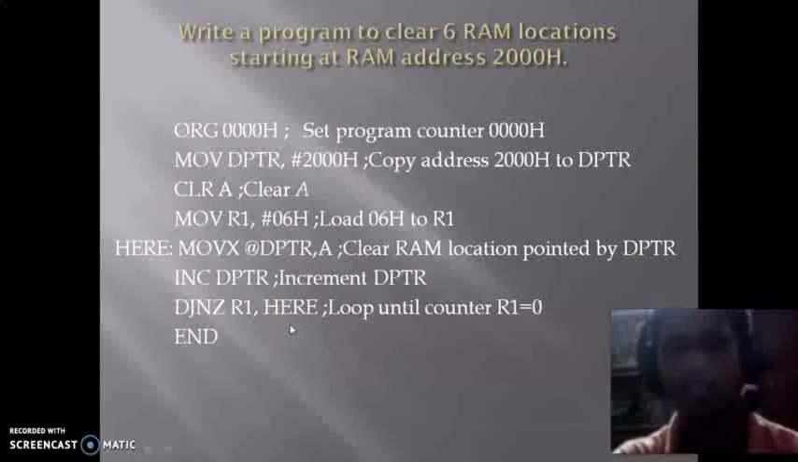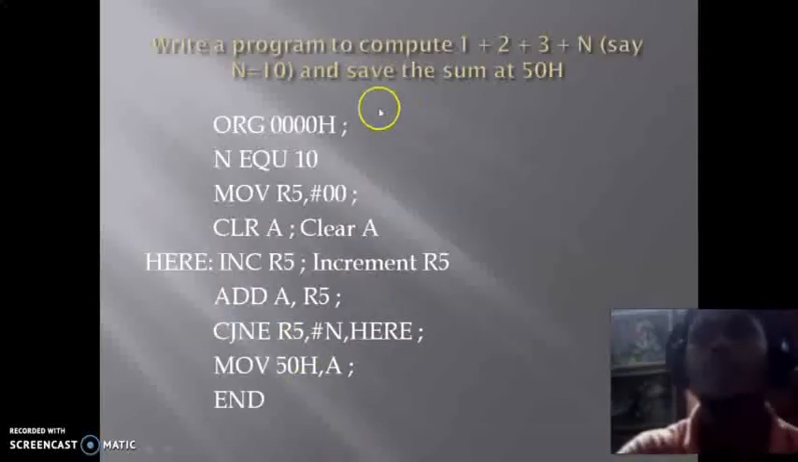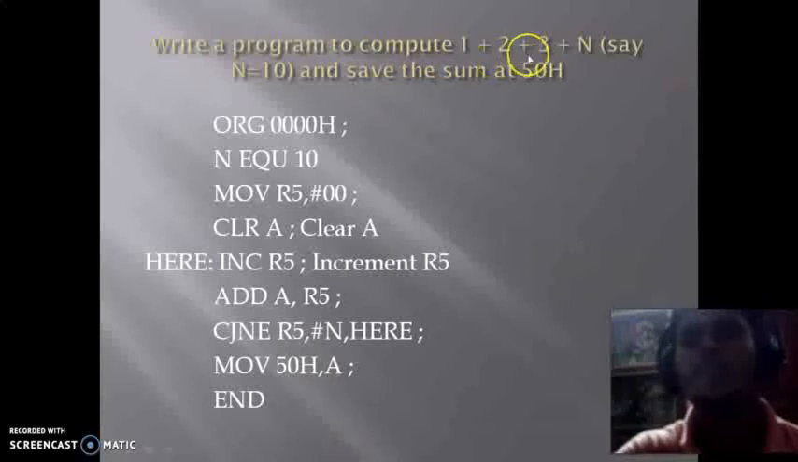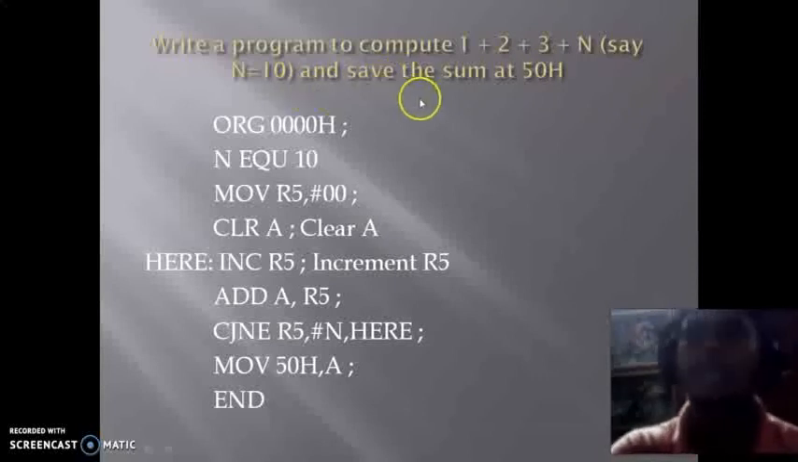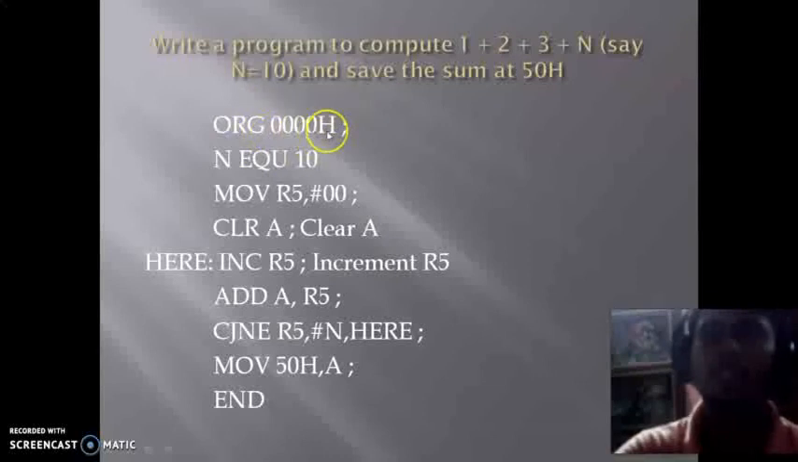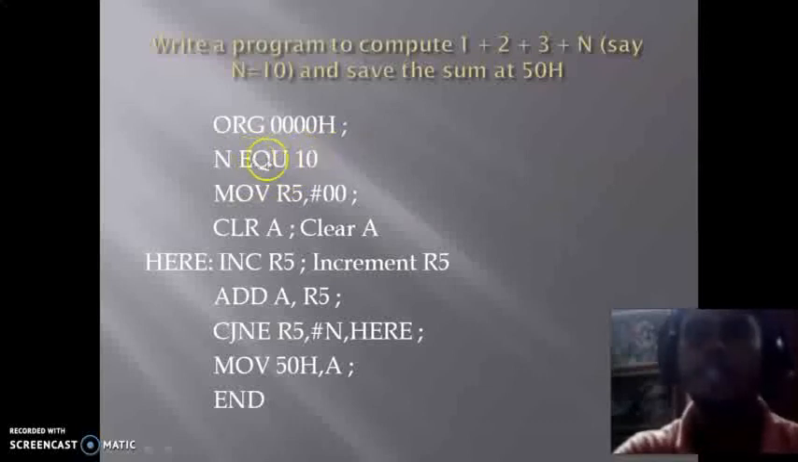RAM locations are cleared. Now next program, write a program to compute 1 plus 2 plus 3 plus N. Here the N is basically 10, and save the sum at 50H. So here that is the origin starting address, and here basically a constant is generated without storing the data, that is the 10, by using EQU. So N EQU 10 is here, the constant data is assigned without storing it.